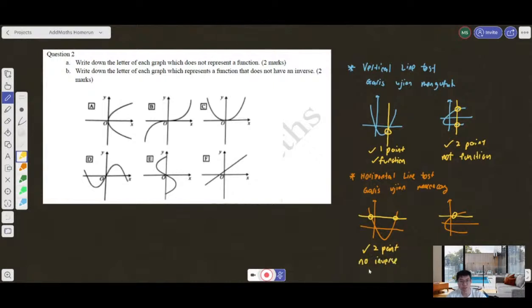When we say no inverse, we also can say not one-to-one function. Bukan satu kepada satu fungsi. So if touch 1 point, got inverse. Is a one-to-one function. Okay, pretty straightforward.